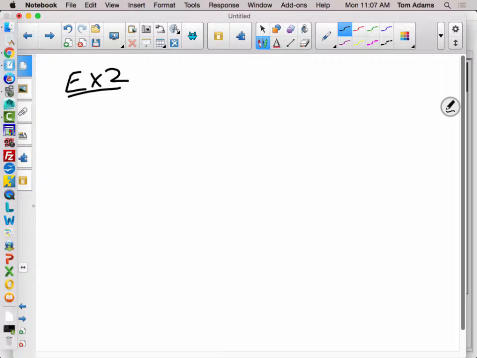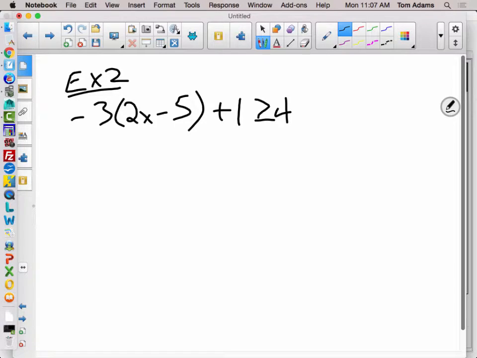Example number 2 is a little harder. We have negative 3 times the quantity 2x minus 5 plus 1 greater than or equal to 4. Now, this is Algebra 2, and you guys should know this rule, and we're going to run into it today.